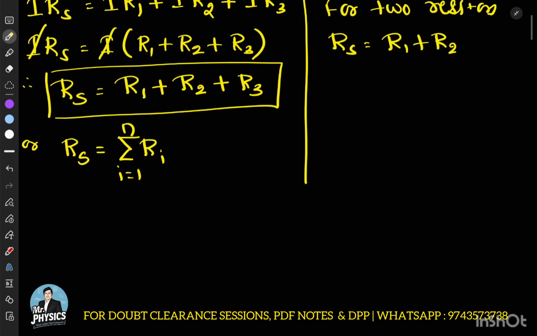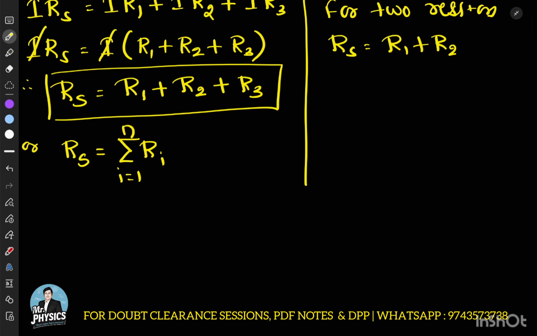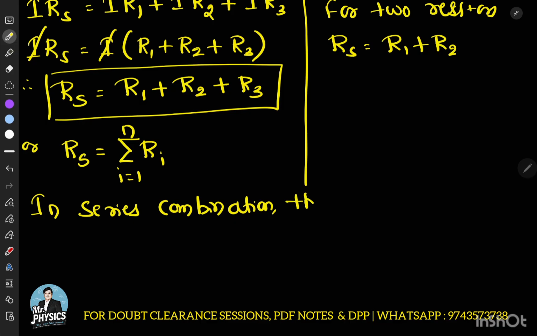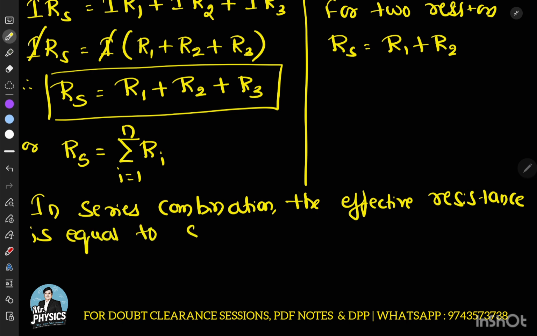The same thing we can write in sentence form as: in series combination, the effective resistance is equal to the sum of individual resistances. In series combination, the effective resistance is equal to the sum of individual resistances. This is the last conclusion of series combination.